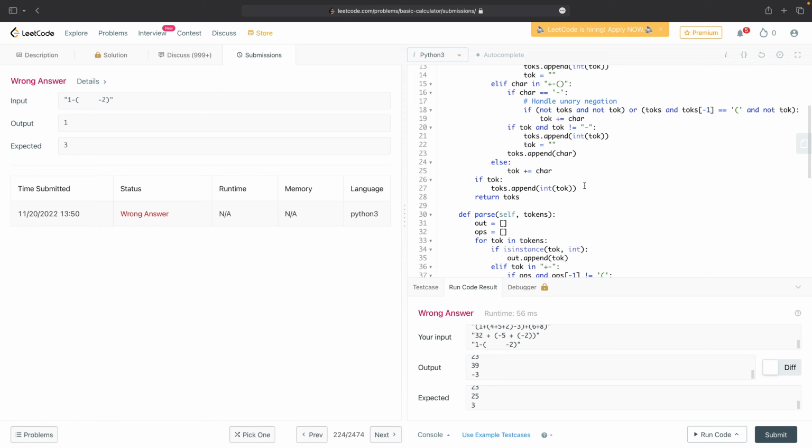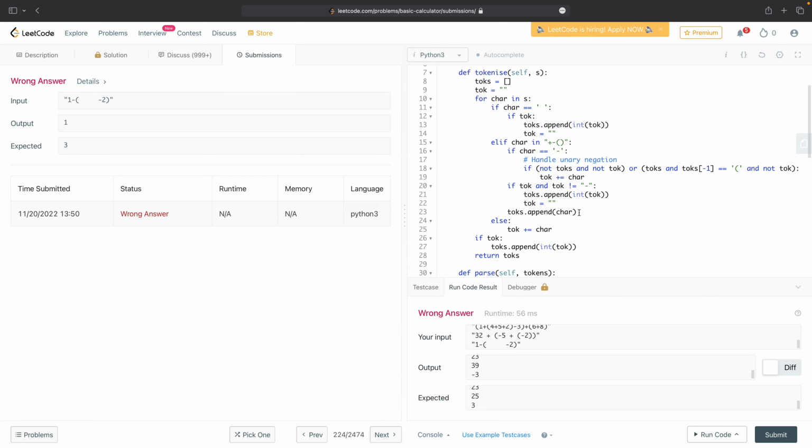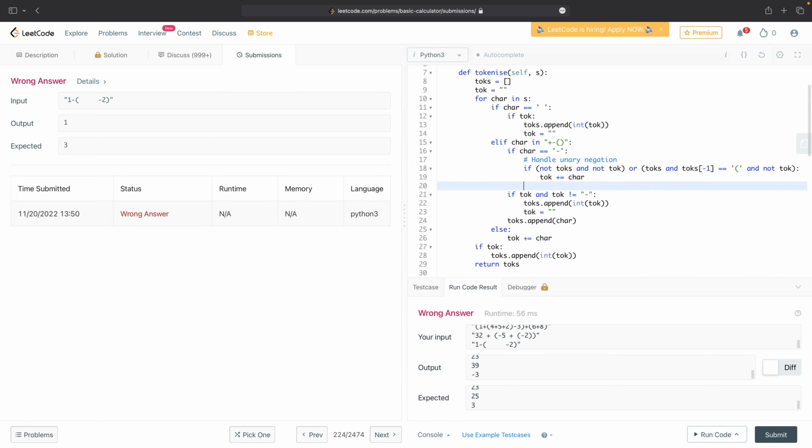Oops, wrong. Oh, I know what's going on. We're still outputting a negation. So actually, we just need to handle this entirely separately. All of that gets indented. This gets done there. Yeah, that should handle more.